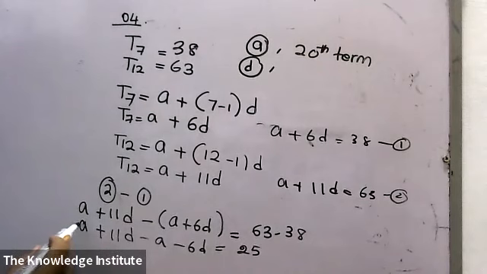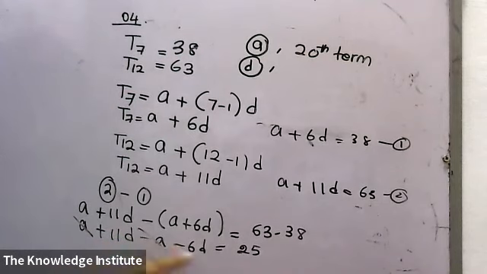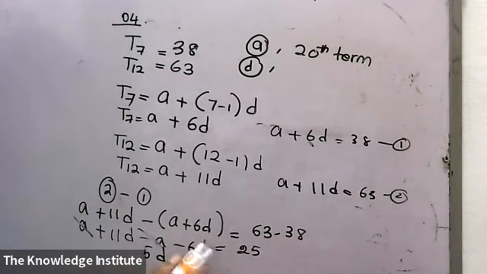Can you see here? A is positive and the next A is negative. Positive and negative, what will happen? It will get cancelled off. Then you have two different symbols, therefore you have to subtract. From 11, if you subtract 6, what is your answer? 5. 5D. Therefore, 5D is equal to 25.